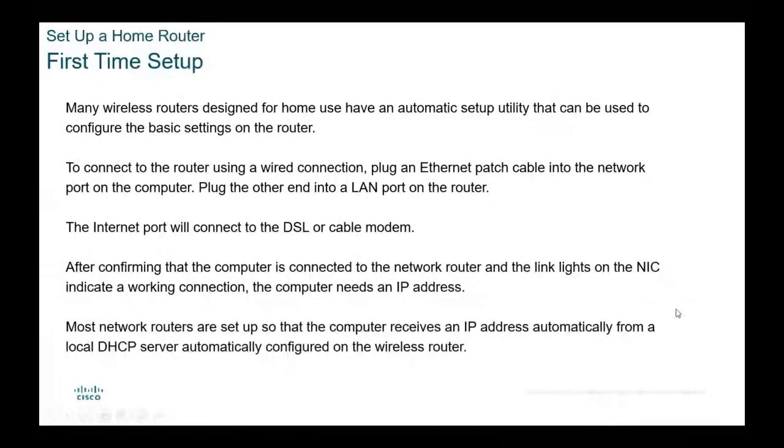After confirming the computer is connected to the router, the link light lights up and it's working. So that's the little flashy lights, that's a link light. Most routers have a DHCP server, which will give an IP address to the connected computers, and they get an IP address, and then they're ready to go. The router becomes the gateway, and you're ready to go.